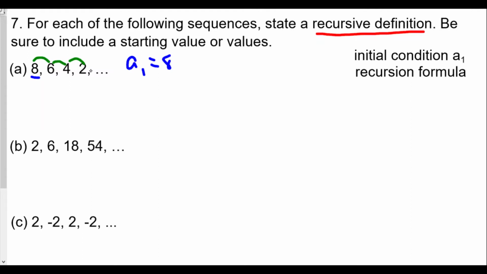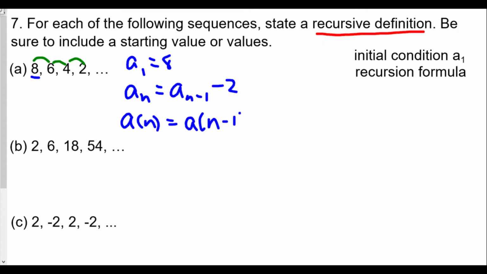So we would say in this case, our nth term is going to be the previous term. Now I use the previous term as a sub n minus 1. All right? And we'll take away 2. Now, I have seen this also as a of n equals a of n minus 1 minus 2. Either one of these is a proper recursion formula.